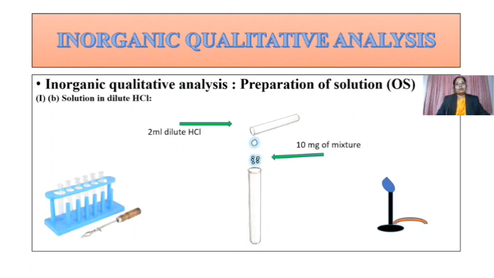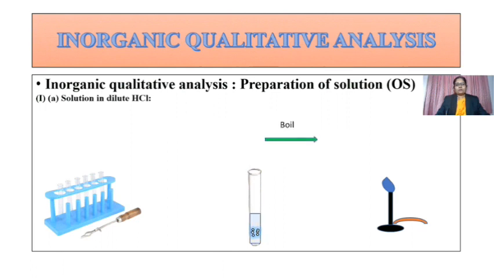If the mixture is not completely soluble in water, then take 10 mg of the mixture. In that, add 2 ml dilute HCl, that is 2 normal. Now after this, boil this solution well. After boiling, if the mixture dissolves completely, use this solution for the further analysis. If gas like CO2 or H2S is evolved, boil the solution till the solution is free from CO2 and H2S.